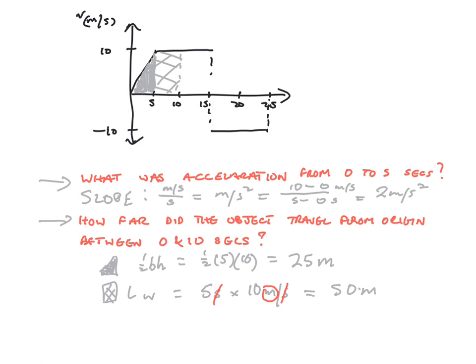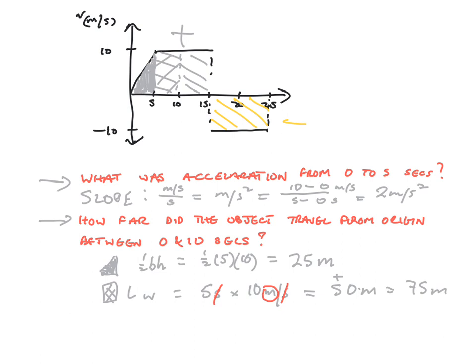So the object between 0 and 5 traveled 25 meters. Between 5 and 10 traveled 50 meters. We're going to add those together and we get 75 meters. Now, it is important to note at this stage that if we talk about below the line, remember that the object is moving in the opposite direction. So if you wanted to get the full position that this object is at after traveling, you would have to calculate all the different areas, and those above the line would be treated as positive, and those below the line would need to be taken away. They would be treated as negative.